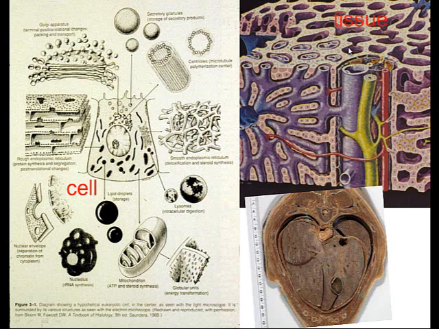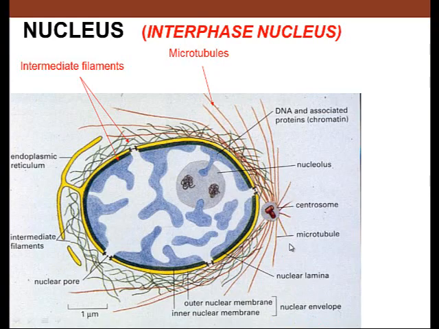If you have groups of cells with similar function, that makes a tissue. More than one tissue makes an organ, and more than one organ makes an organ system, and that makes the individual.